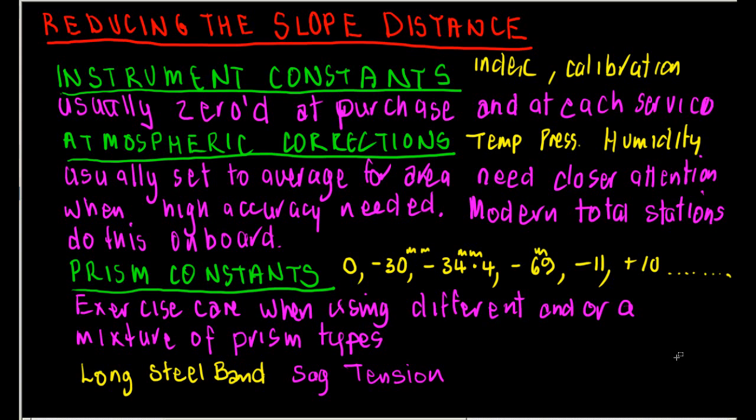Atmospheric corrections are usually, on a day-to-day basis, just set to the average for the area. They only need closer attention when we are looking at high accuracy work. And modern total stations have the ability to measure a number of these atmospheric things such as temperature, pressure and humidity.